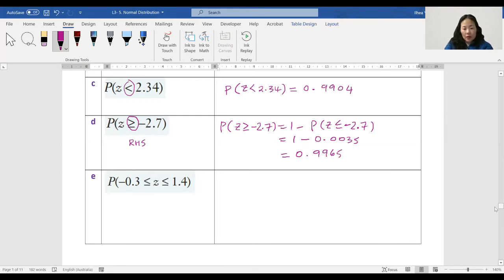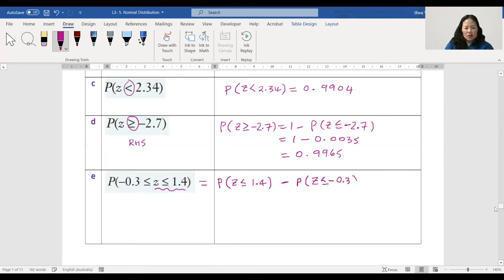And if it's in the between, I told you, we're going to take away from the bigger area and take away the little area, we'll get the middle. Okay, so what I'm going to do here is equals, because I need more space. The bigger one is this, obviously, right? So z is less than equals 1.4. Take away z is less than, because it's the left hand side area, so it's less than 0.3.